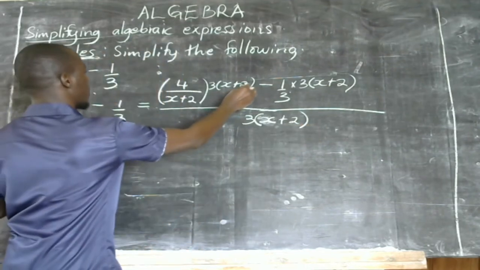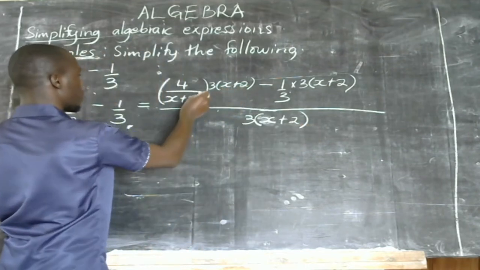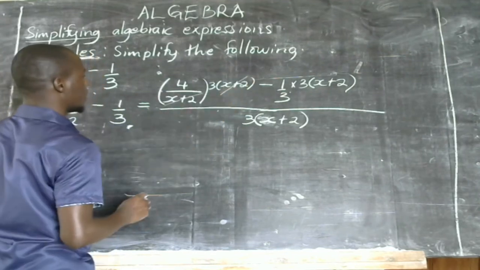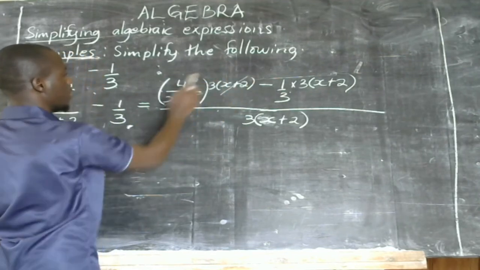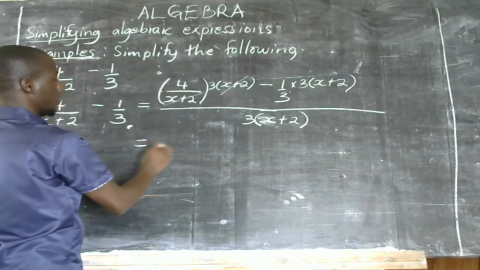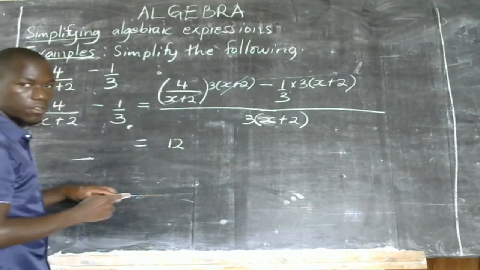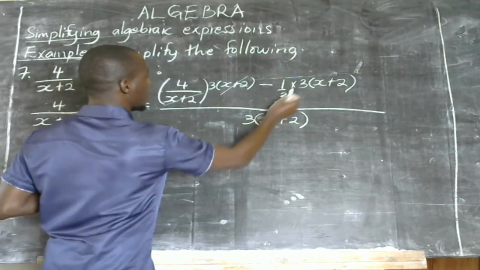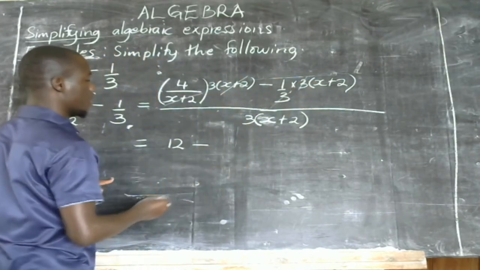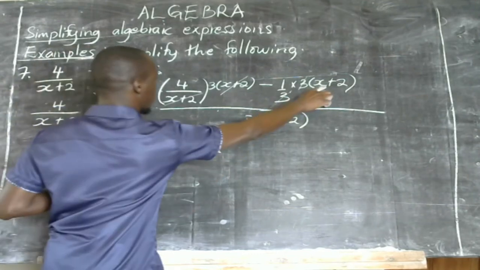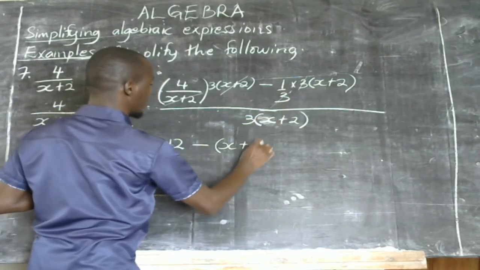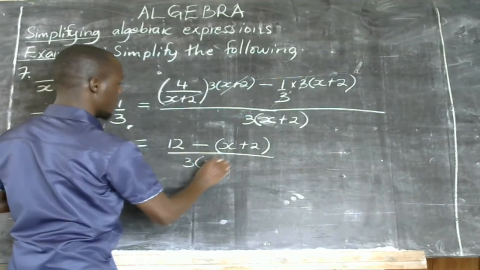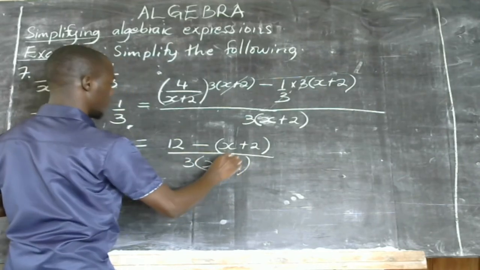So simplifying this one here, you can see that this is going to cancel with that. So I'll be having a 3 times a 4, and that one gives me 12. Then minus the 3 is going to cancel out with a 3. Then I'll be having that bracket of x plus 2, which is left. Then divide by 3 into x plus 2.